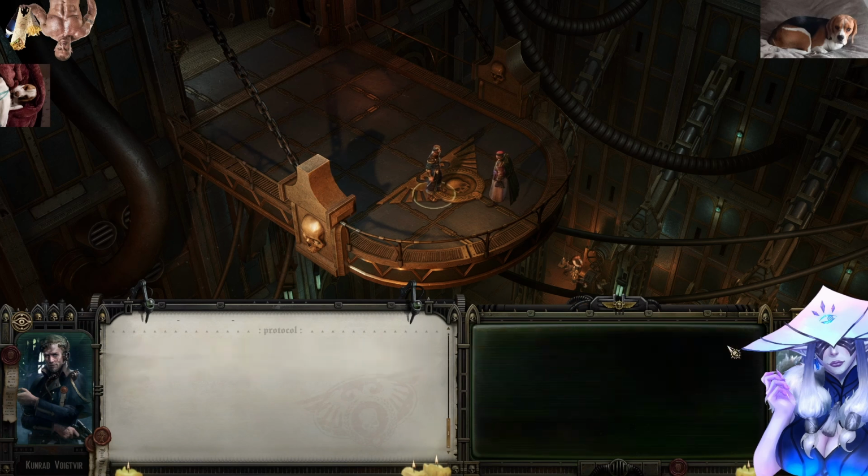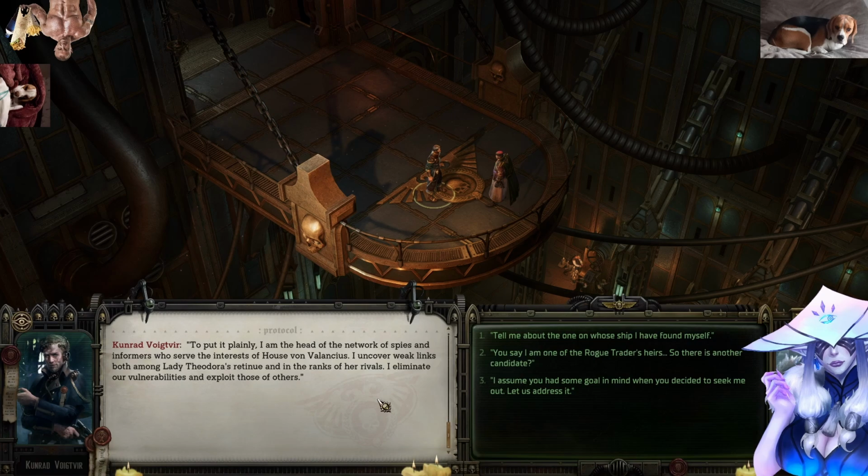What are your responsibilities? To put it plainly, I am the head of the network of spies and informers who serve the interests of House von Valencius. I uncover weak links both among Lady Theodora's retinue and in the ranks of her rivals. I eliminate our vulnerabilities and exploit those of others. Well, tell me about the one on whose ship I found myself.